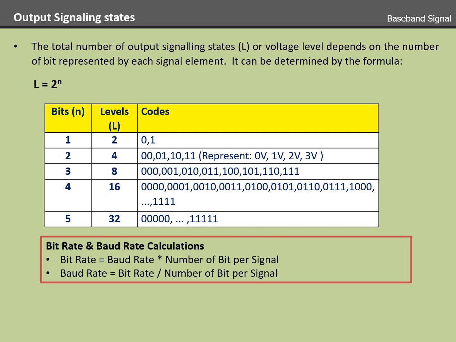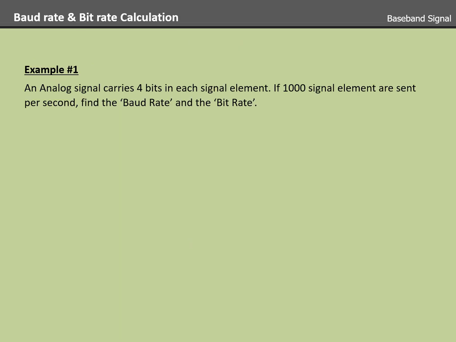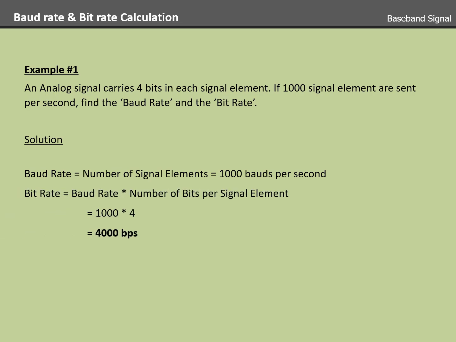Bit rate can also be calculated by multiplying the baud rate by the number of bits per signal. The baud rate can be calculated by dividing the bit rate by the number of bits per signal. In this example, each signal carries 4 bits, and 1,000 signals are sent in 1 second. Therefore, the baud rate is equal to 1,000 baud per second. The bit rate is equal to the baud rate multiplied by the number of bits represented by one signal, which is 4. Therefore, the bit rate is equal to 1,000 multiplied by 4, or 4,000 bits per second.